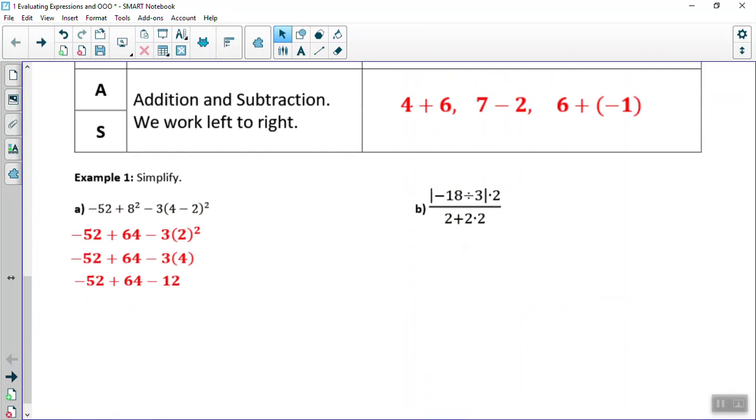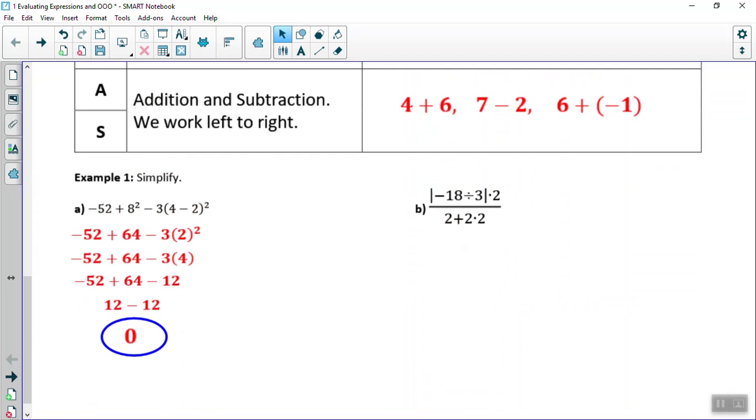So the first thing I'm going to take care of is that addition. Negative 52 plus 64 gives me 12. And then bring down my minus 12. Finally, I can take care of that subtraction. 12 minus 12 is 0. And then I circle my answer.